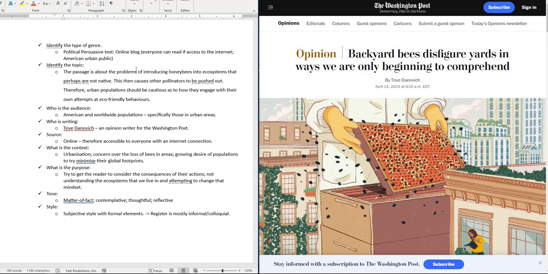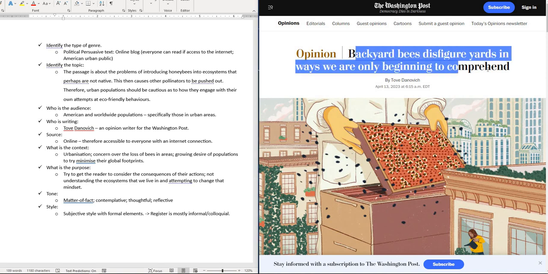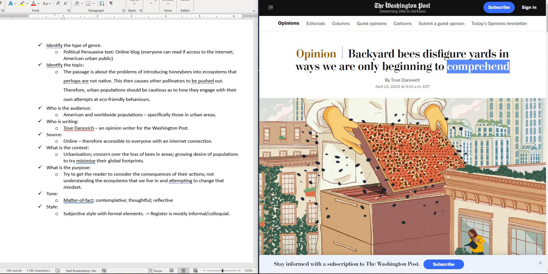The topic. So if we go through, first and foremost, titles give us a good sense about what the text is about. Backyard beast, disfigure yards in ways we're only beginning to comprehend. The idea of beginning to comprehend suggests that this article is going to be talking about the consequences of how we are attempting to fix the problem of the lack of bees. And we're doing that by creating another problem. And so disfigure yards is quite an emotive statement.